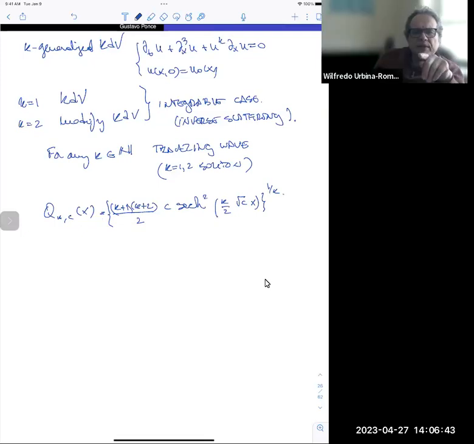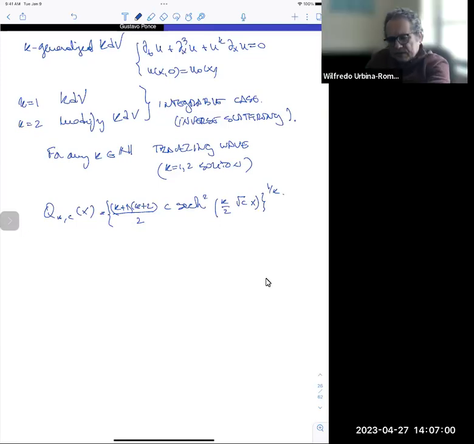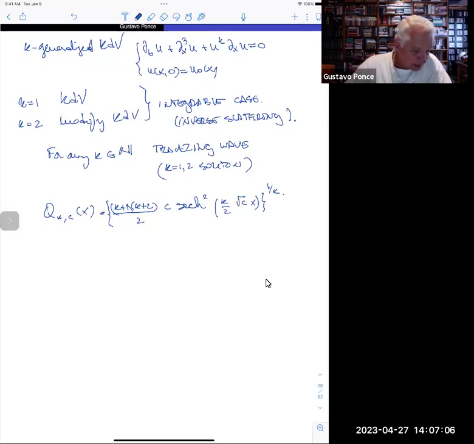But wait, there was not a difference. I mean, it's the same one. When k is equal to 1, you have the secant squared. When k is equal to 2, you have the flat secant. Okay, yes. Okay. I think that's okay.